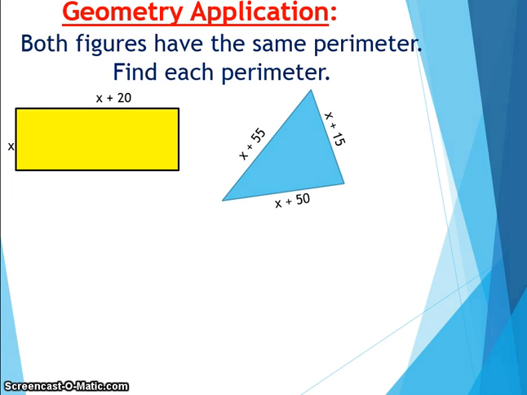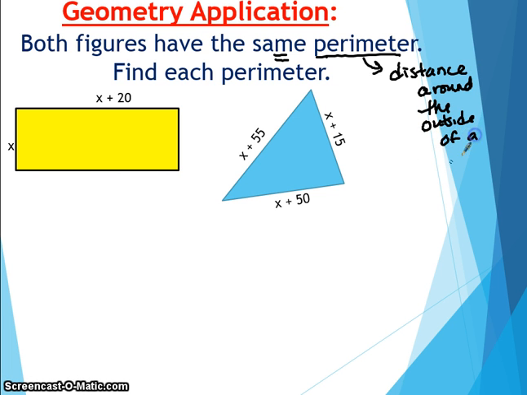Let's look at one more example. It says both figures have the same perimeter. Well, we know that their perimeters are equal then. We also know that perimeter is the distance around the outside of a polygon. Which will help us with this problem. So in other words, the perimeter of the rectangle is equal to the perimeter of the triangle.